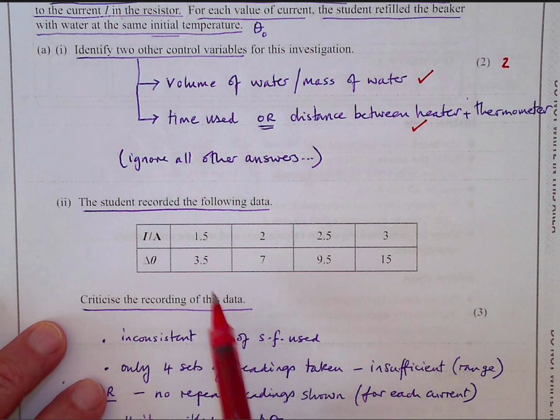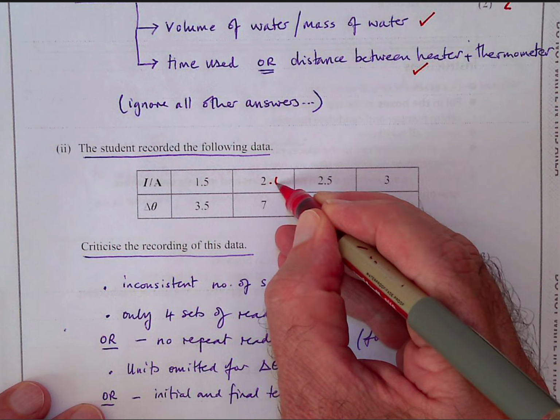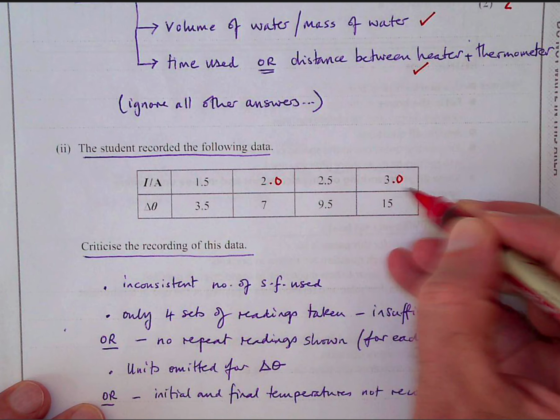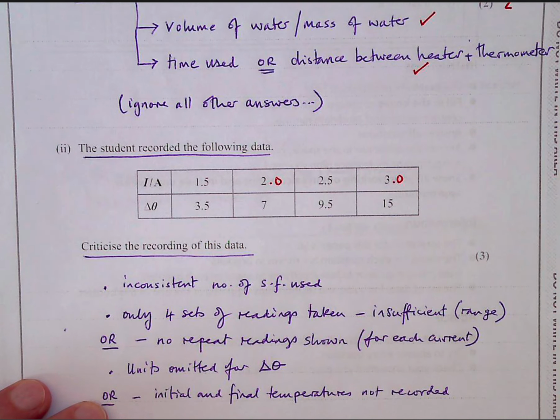Okay, so first of all, you could write there's an inconsistent number of significant figures used. So over here there's 1 decimal place, then there's no decimal place here. So if they were doing 1, then they should have put 2.0 and 3.0. So you always use the same number of decimal places for the current. Common mistake made by students, especially in younger years.